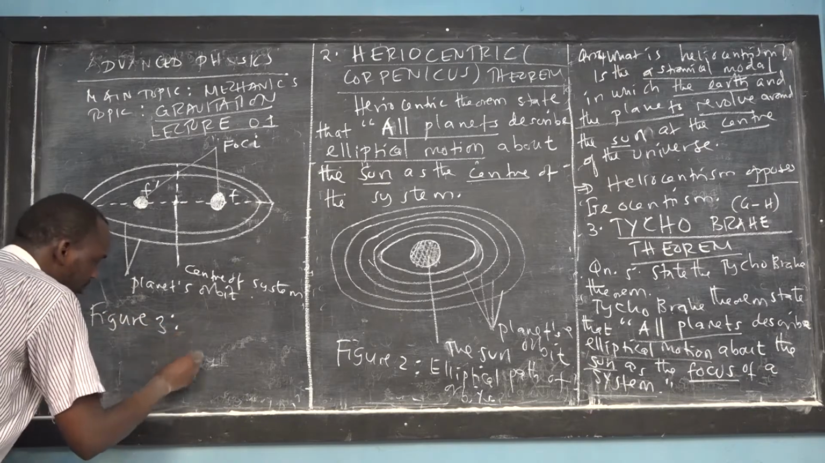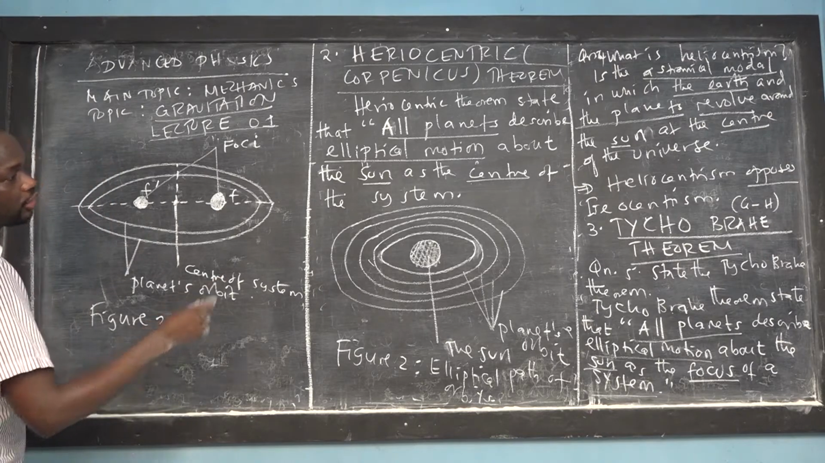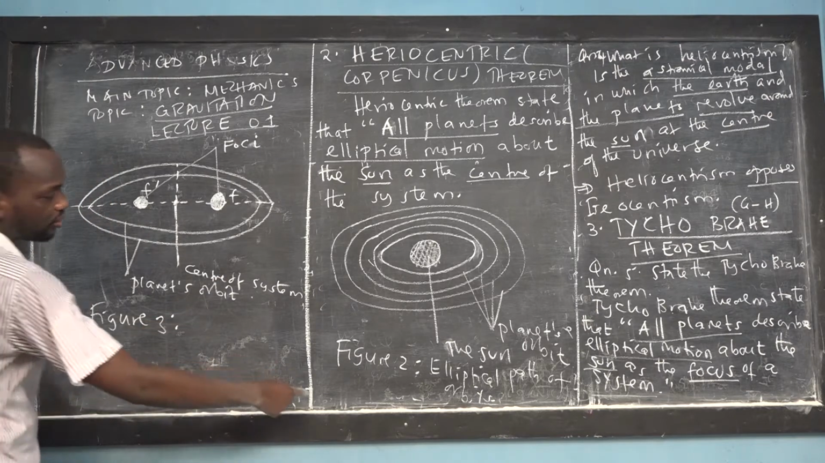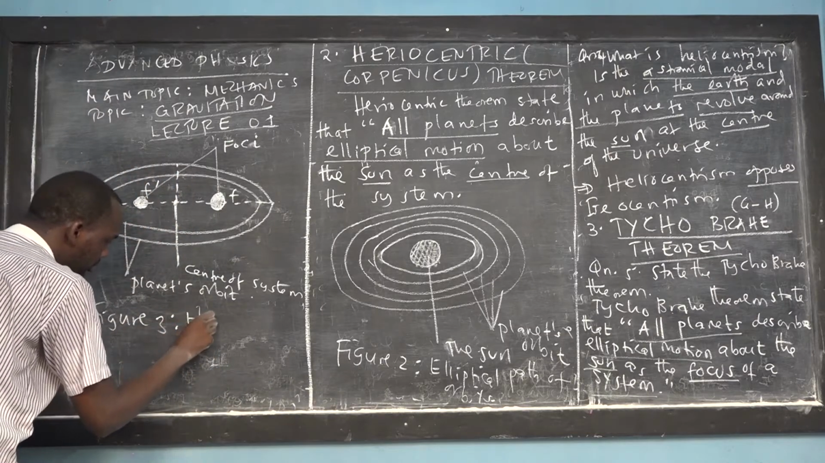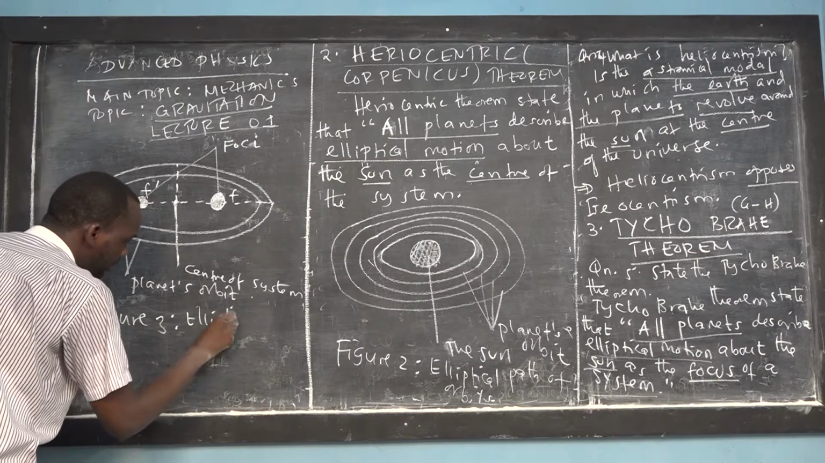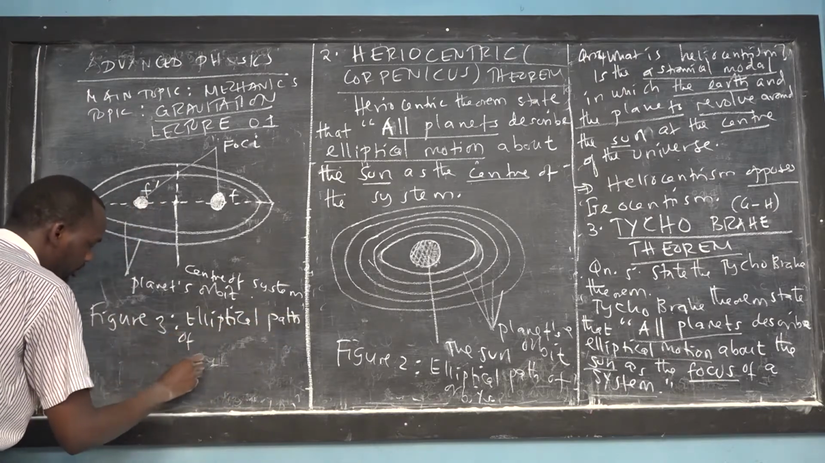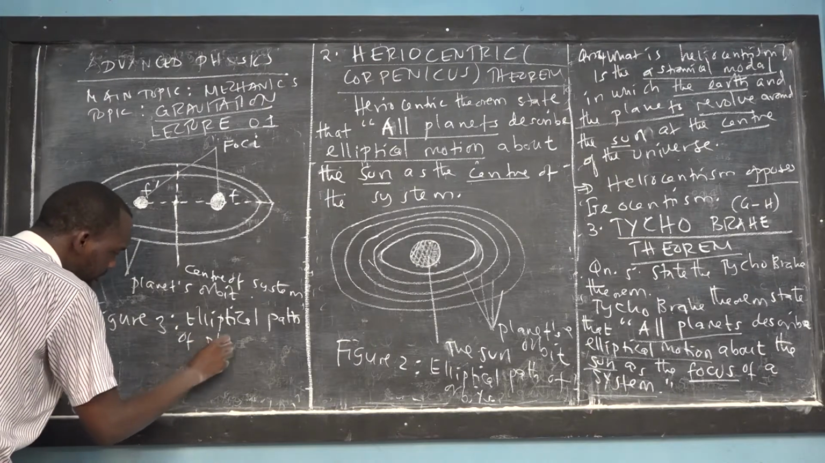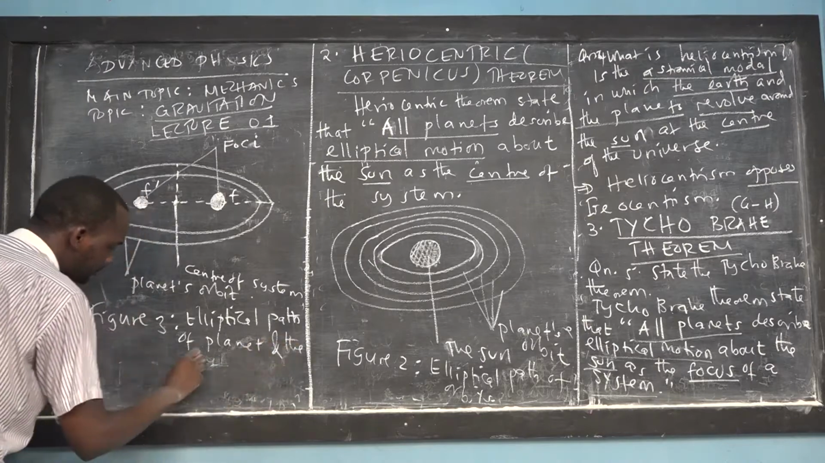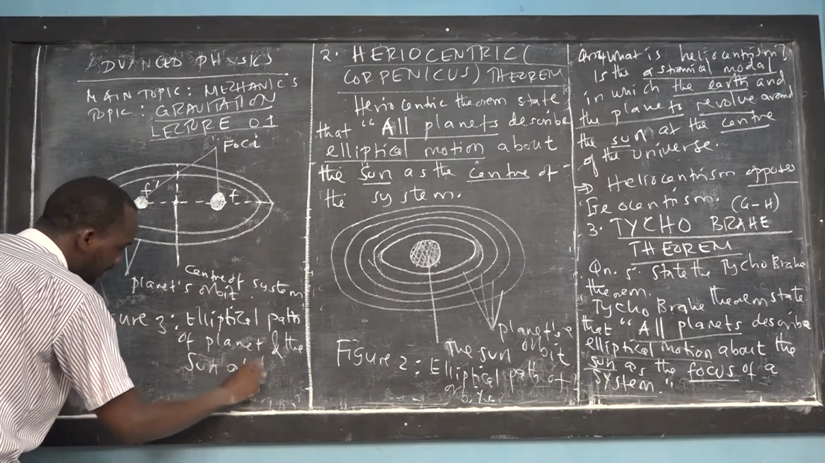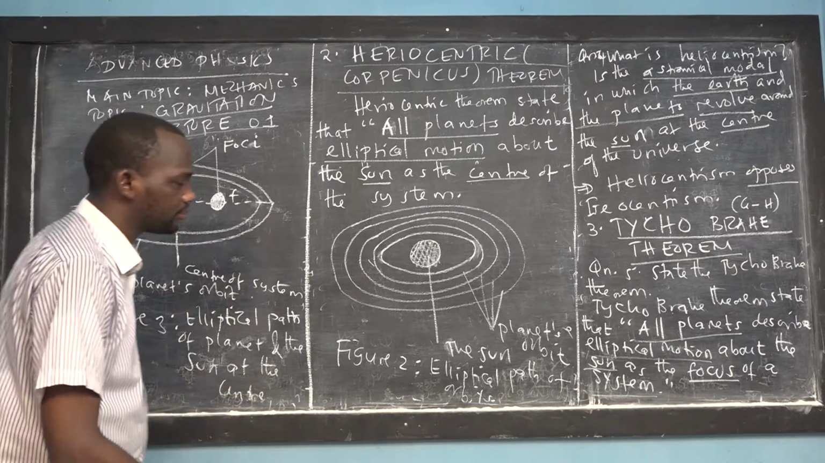Figure 3, and then we say that the theorem describes the elliptical path of the planets, and the Sun at the center of the system.